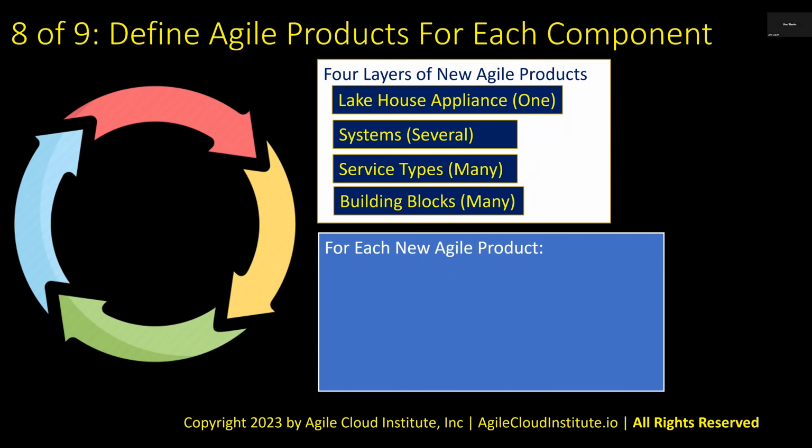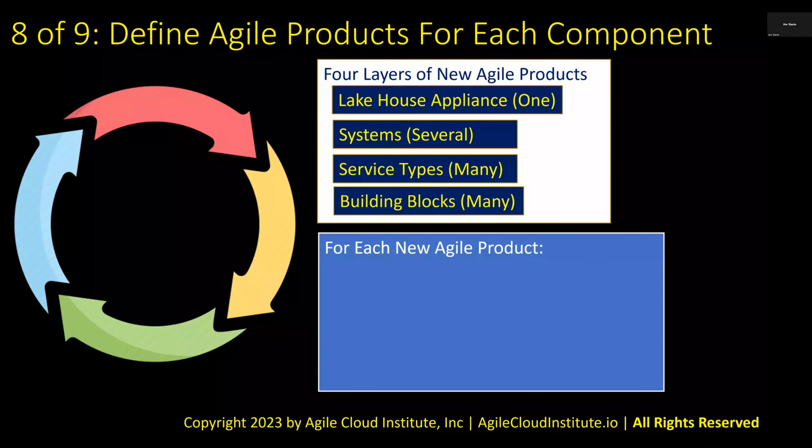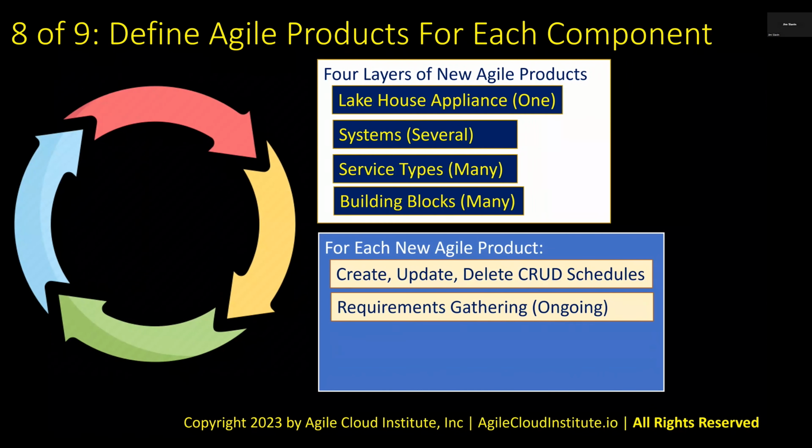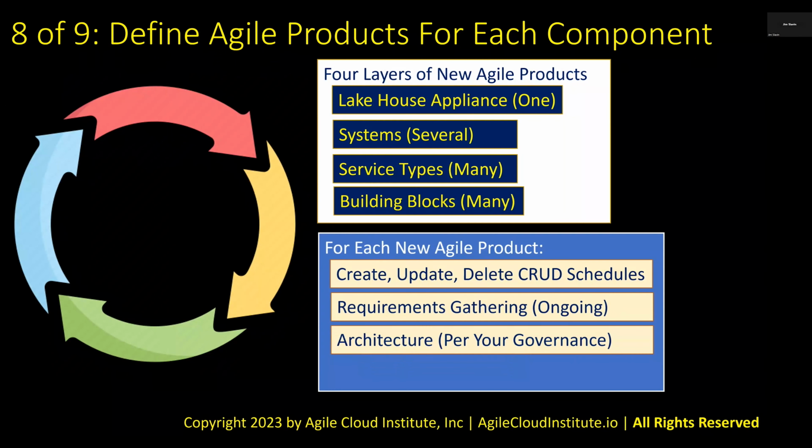Each of your new Agile products can get all the individual attention it needs, including dedicated schedules for creation, update, and deletion. Ongoing requirements gathering. Architecture that has the benefit of your architectural governance procedures. Work items that are managed within your Agile framework.